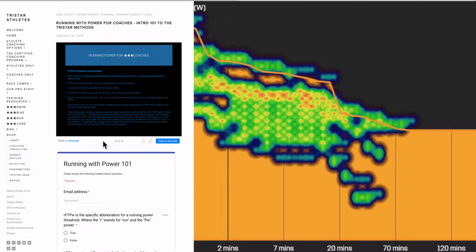So the TriStar testing sets that I recommend, we have two kind of popular power tests. One is a shorter one, and I think this is really more for our A and B level athletes that we coach. And that's the 3 and 9 test. It's a 9-minute super hard test and a 3-minute hard TT. And then we have a 30-minute run time trial test.